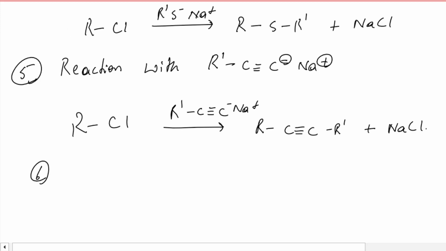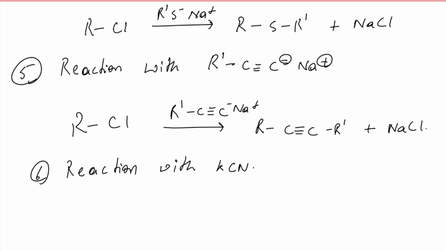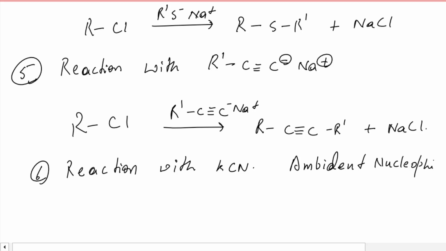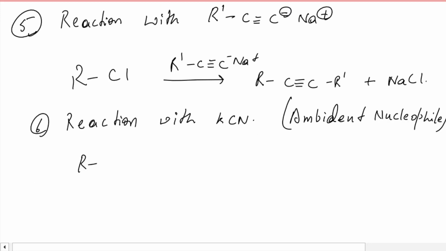Next to this is reaction with KCN. This is important. This is one of the examples of ambident nucleophile. So RCl reacts with KCN to form RCN plus KCl.